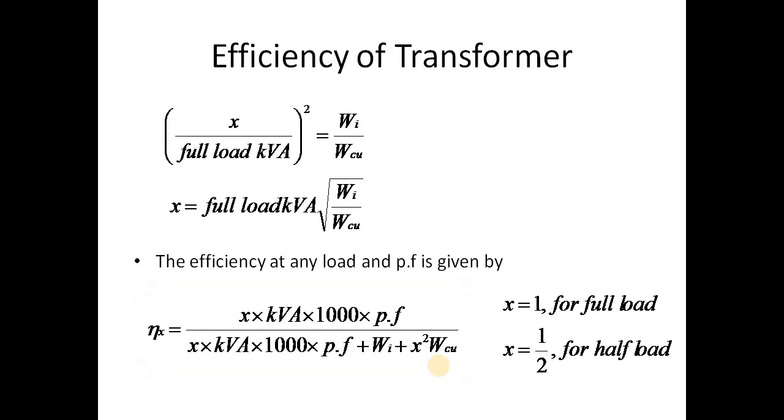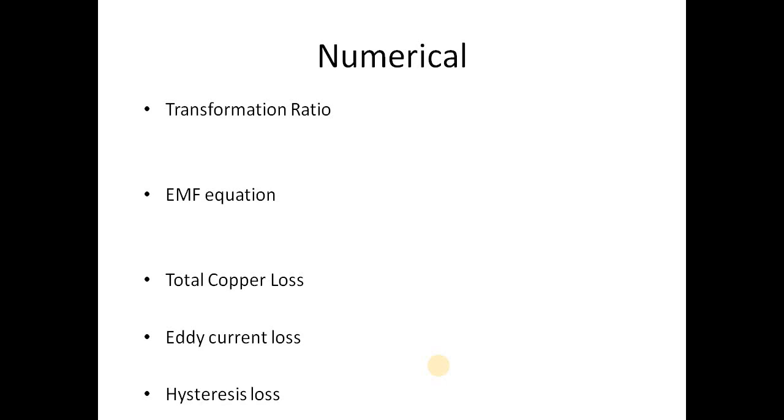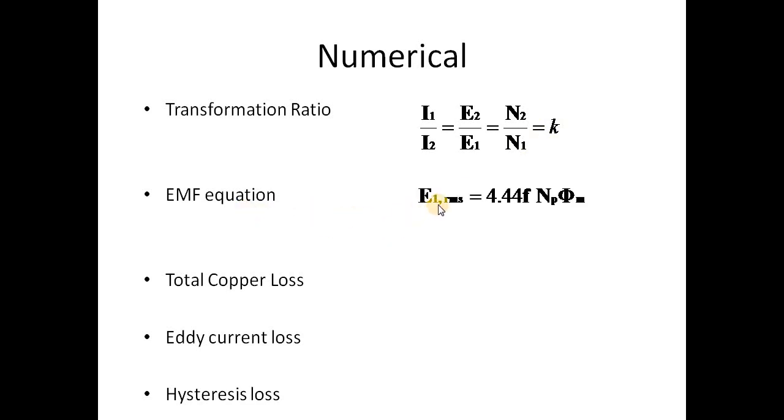With this, we have covered all the theoretical topics of module 3, chapter 1, and at the last, let us list out all the formulas we have derived or used from the beginning of this chapter. The transformation ratio: I1 by I2 is equal to E2 by E1, which is equal to N2 by N1, and that is denoted by the term K. We have derived the EMF equation, given with respect to the primary winding as 4.44 F NP phi M, and similarly with respect to the secondary winding.